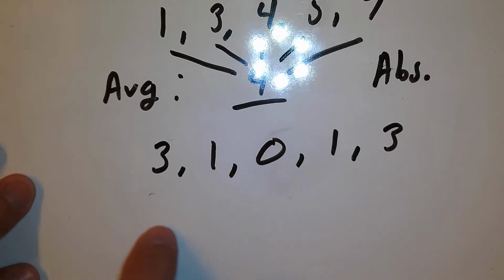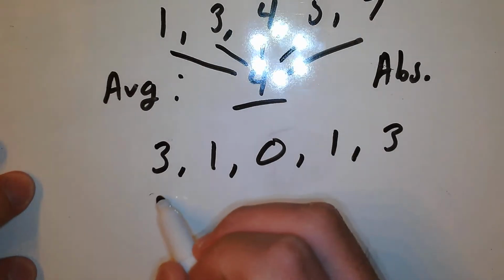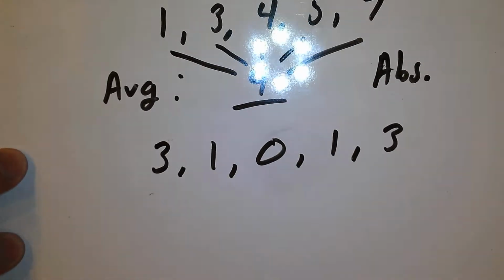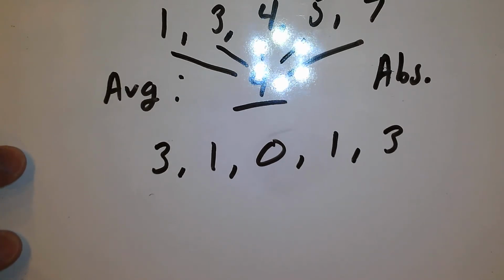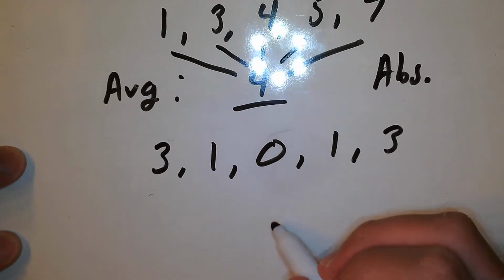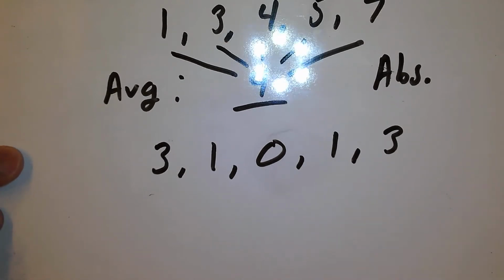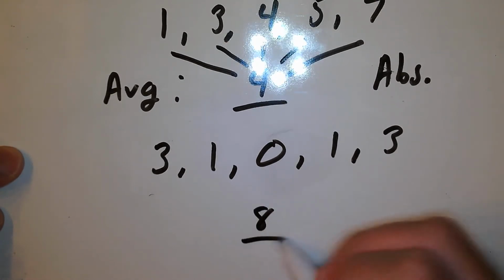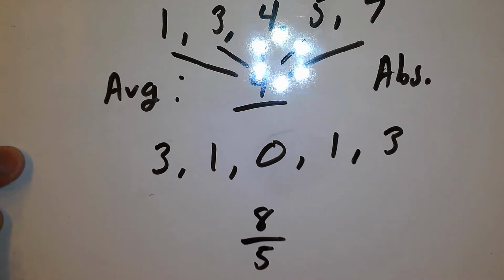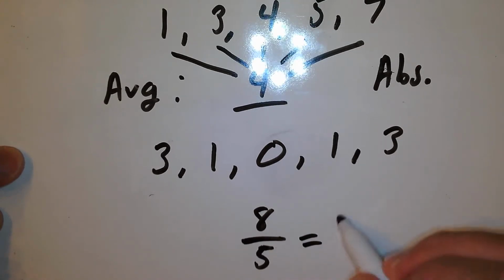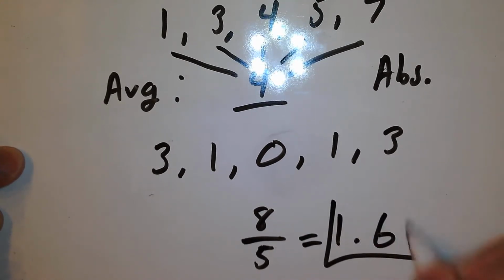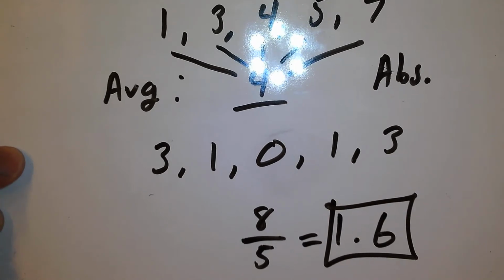So then we're going to take the average of these numbers. Take 3 plus 1 plus 0 plus 1 plus 3. I do that in a calculator, and I end up getting 8. Then we're going to take that and divide it by 5. 8 divided by 5 is 1.6. That is your mean absolute deviation.